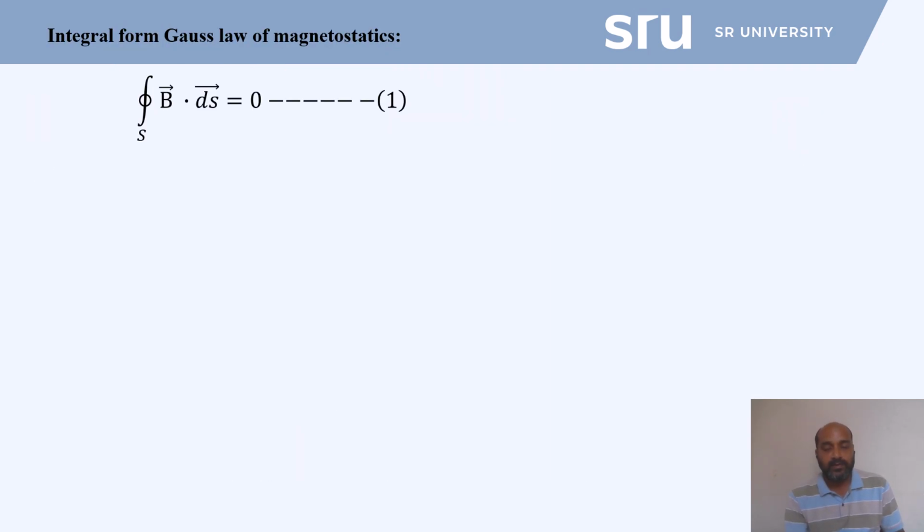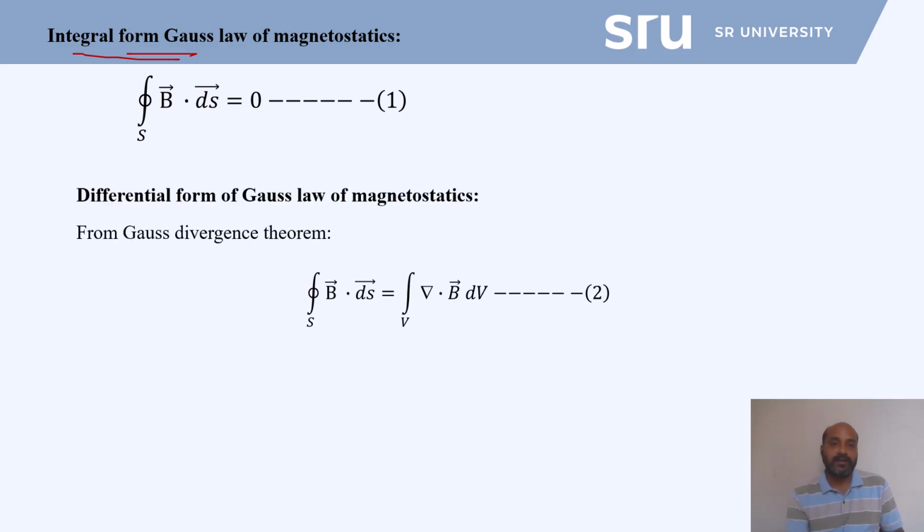Now this is in integral form. We are already given that the closed surface integral of B dot dS is equal to 0. And we can write this Gauss law in differential form also. For that, we just need to apply the Gauss divergence theorem.